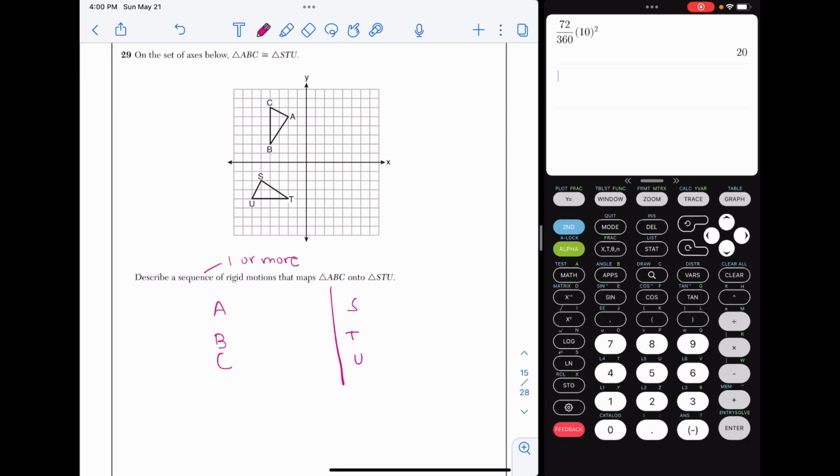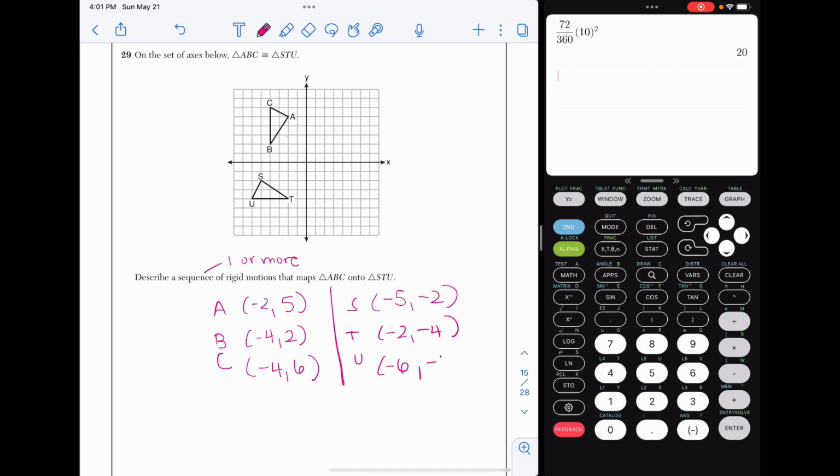So if I look at A, that has the coordinates, let's see, -2, 1, 2, 3, 4, 5, -2, 5. B has coordinates -4, 2. And C looks like it has coordinates -4, 6. All right, let's look at the coordinates of STU. So S appears to be -5, -2. T is -2, -4. And U looks like it's -6, -4.